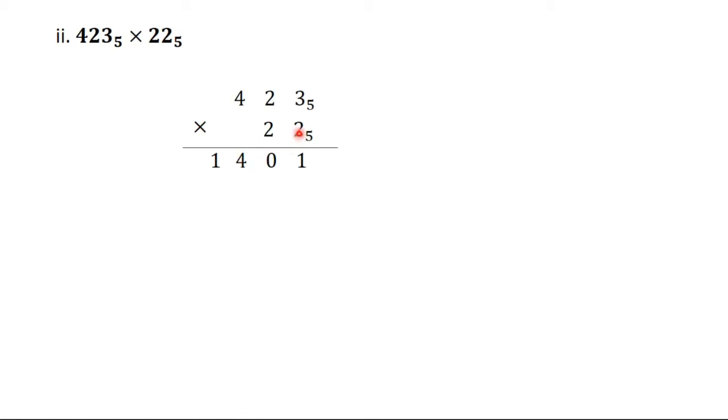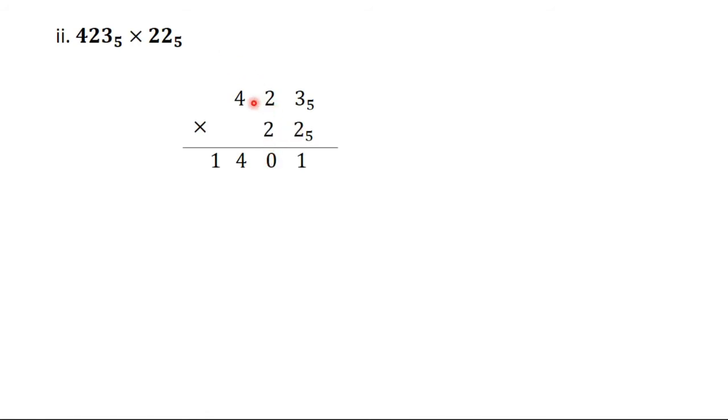So I'm going to go through it again. 2 times 3 will give us 6. 6 in base 5 is 1 remainder 1. So you write the remainder 1, then you carry the 1 forward to the side. But since we are doing multiplication, you first have to multiply before you add the remainder to it. So 2 times 2 will give us 4. We have a remainder 1, so you add that remainder 1 to it, it's going to give us 5. 5 in base 5 is 1 remainder 0. So you write 0 as the remainder, you carry the 1 forward.